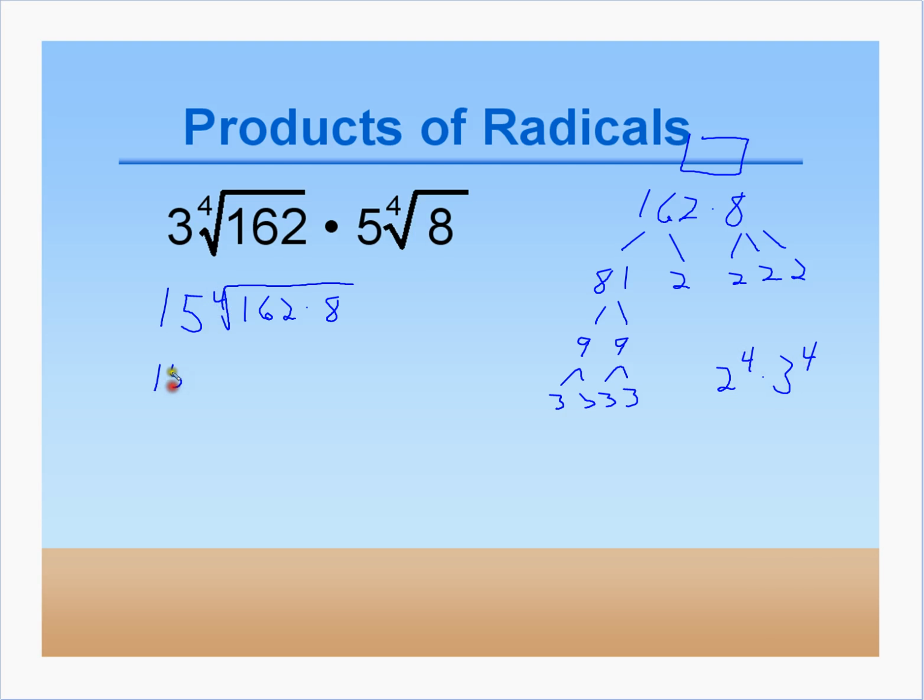And so this turns out nice because we have the fourth root of 2 to the 4th times 3 to the 4th. Well, we're taking the fourth root, so what multiplied by itself 4 times gives 2 to the 4th? That's almost too easy. It's 2, because that's what 2 to the 4th means. And then the same idea here. What multiplied by itself 4 times gives us 3 to the 4th? Well, that's 3. And so we end up with no radicals, so we have 15 times 2, which is 30, times 3, which is 90.